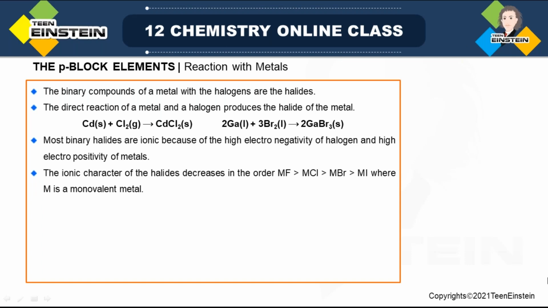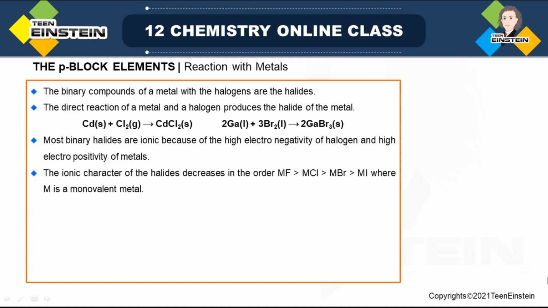Hello everyone, last day we have already started group 17, that means halogens, and what are the compounds when they react with hydrogen and with oxygen, that we have seen. Today we'll start how when they react with metals, what type of compounds we get, and when they react with themselves, that means interhalogens. One halogen will react with another, different halogen.